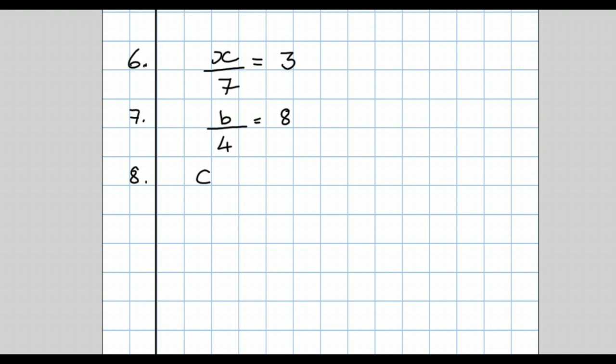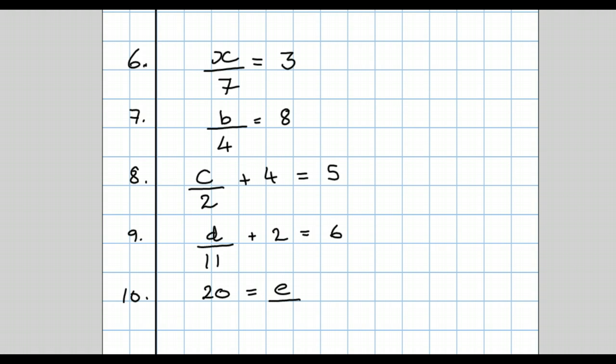Now, C all over 2 plus 4 equals 5. Question 9. D all over 11 plus 2 equals 6. And question 10. 20 is equal to E divided by 5 minus 3. Okay, once you've copied them down, put the video on pause, then come back in a moment when you finish them.